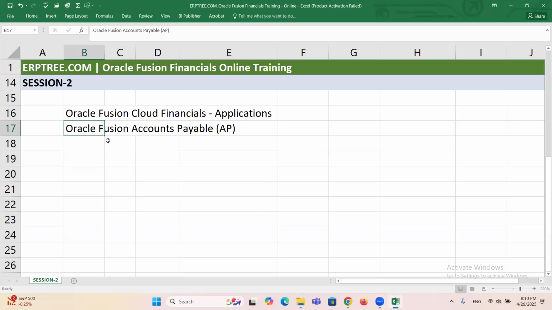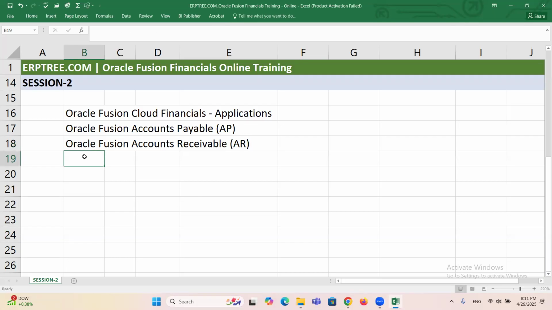Whatever we discuss, make a note. Don't expect to understand immediately. Certain things may take some time. One application name is Oracle Fusion Accounts Payable. Another application name is Oracle Fusion Accounts Receivable, say AR.